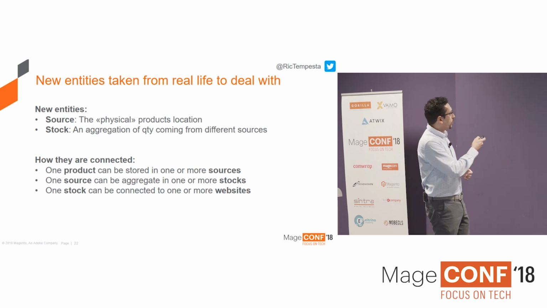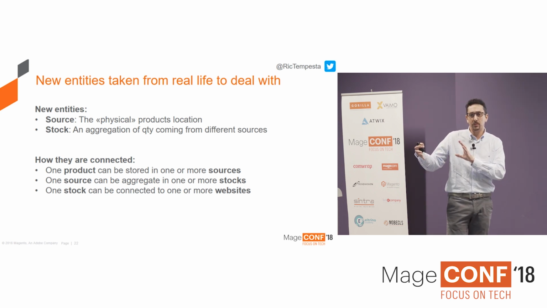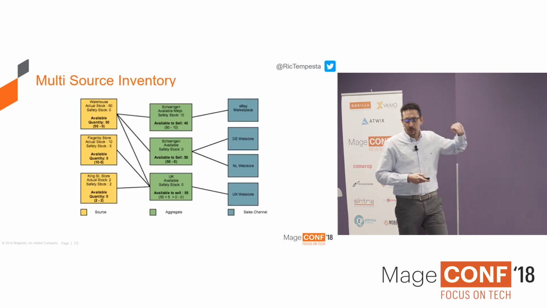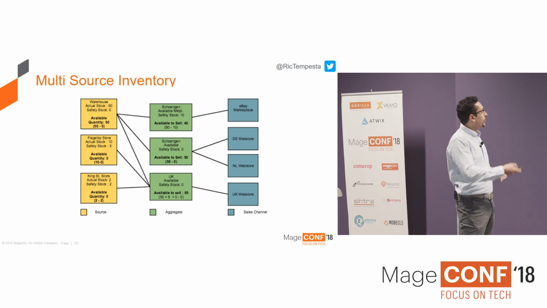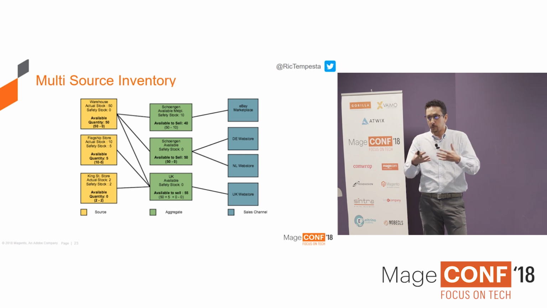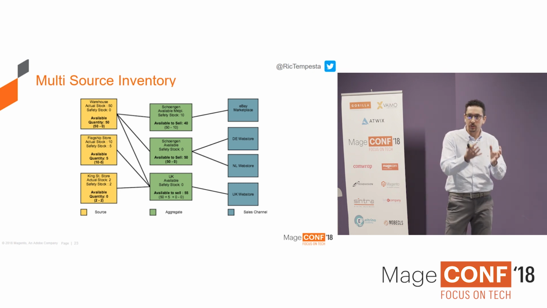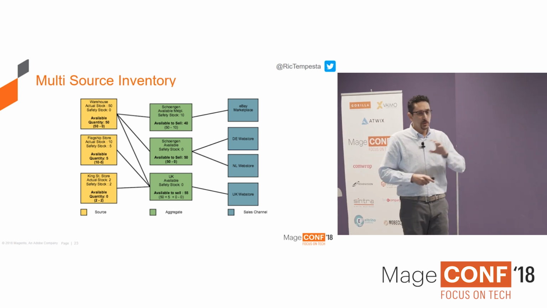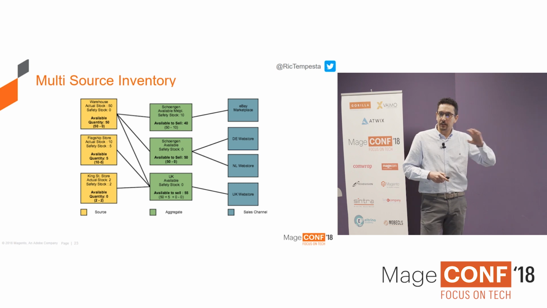So why didn't we use the word warehouse? Because maybe in one warehouse you can have multiple sources inside because you can have multiple departments. This is just an example. And you can connect them. Well, I will show you with this picture that is much more effective. So you can have multiple sources, and these sources can be connected to one or more stocks, and one stock can be an aggregation of multiple sources. And one of the stocks can be connected to a website. So for example, you can have the Ukrainian website dealing with the sources in Kiev and in Rome, for example, and the Italian website that is only dealing with the Rome warehouse, for example.